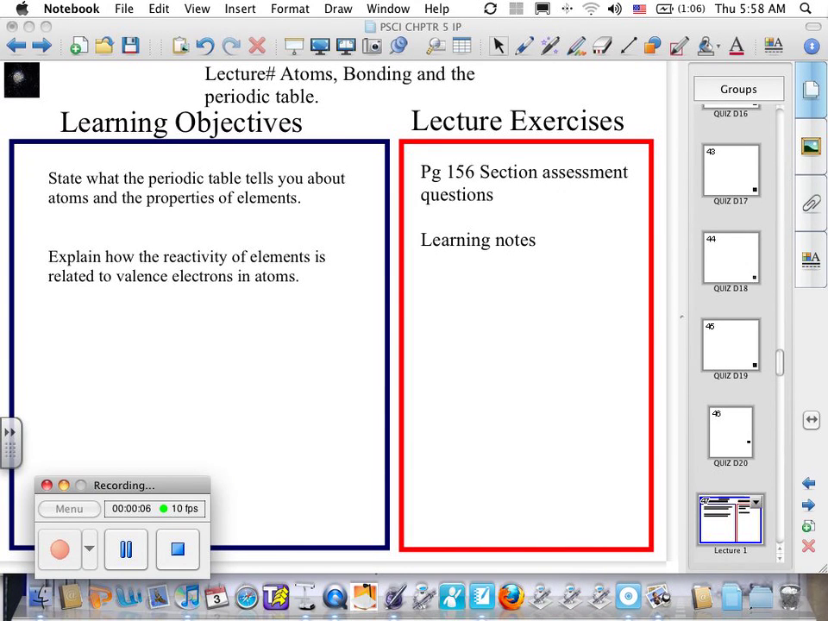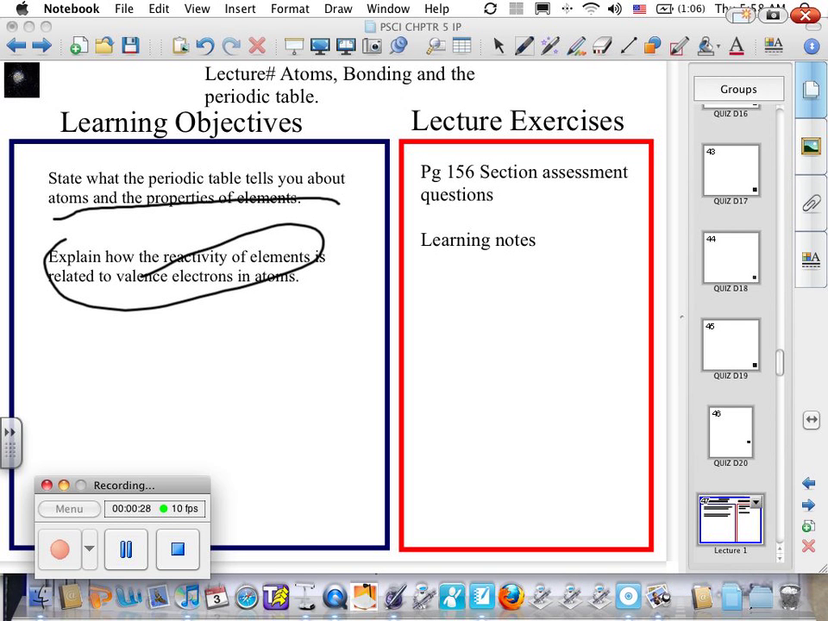We're going to be doing our lecture for section 5-1. The topic today is atoms, bonding, and the periodic table. Our objectives today are to state what the periodic table tells you about atoms and properties of elements, and also to explain how the reactivity of elements is related to valence electrons in atoms.